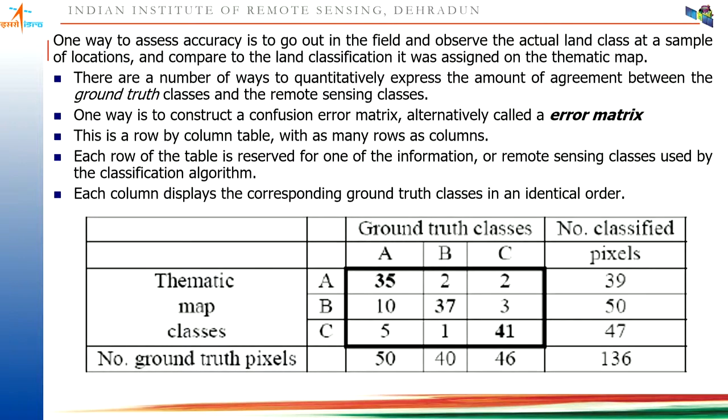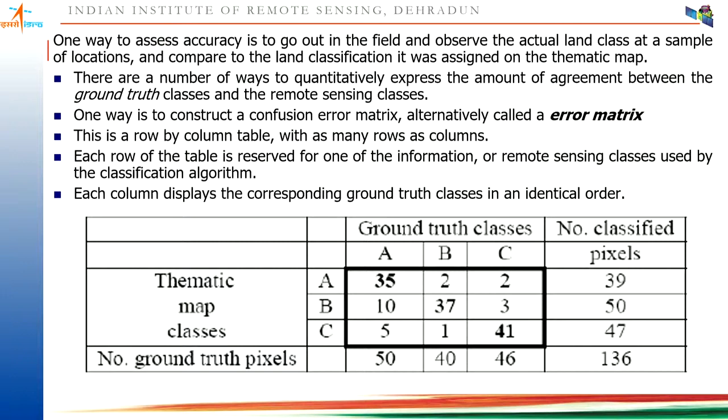Now what is a confusion matrix? A confusion matrix is a square matrix in which on one side we are putting the thematic map classes, and on the other side we are putting ground truth classes. So for every point we have a thematic map class, that means what is the class in the classified image, and what is the class on the ground, or what is the reference class. Okay, now I'm giving an example to explain it so that it becomes clear to you.